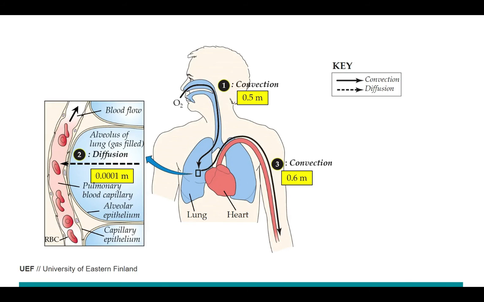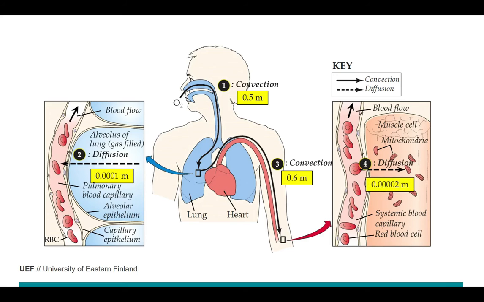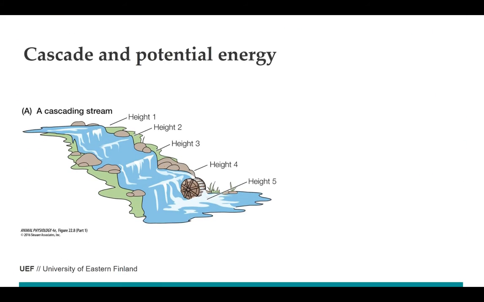But then the convection moves the oxygen in the circulation. And in the muscle cell, there's again diffusion, now an even shorter distance from the red blood cell to the mitochondria. So convection and diffusion are working together in our body. How does it work? Let's think of these kinds of streams.